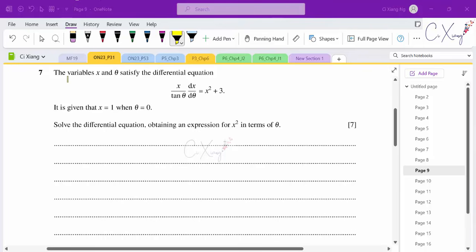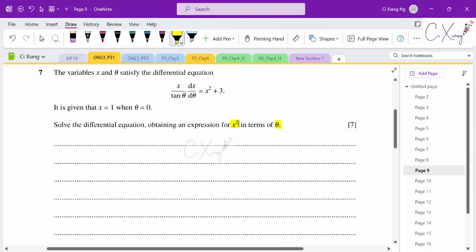Okay, so question number 7, we are given a differential equation in terms of x and theta. This is what we have. Then we have also been given the initial value. They want us to solve the differential equation, obtaining an expression for x squared in terms of theta.